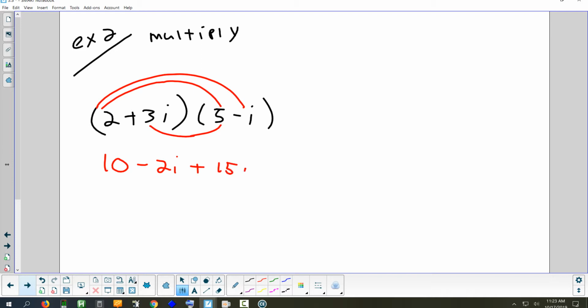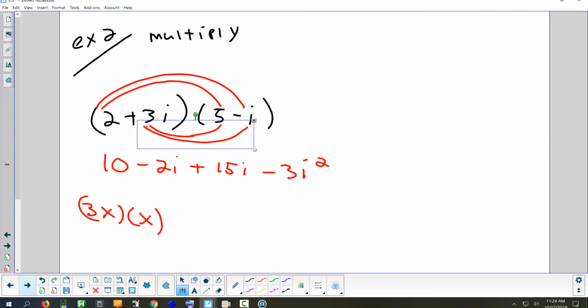15i. Now, let's do the last part in steps. 3i, it's a positive 3i times a negative. What's a positive times a negative? So we got a negative. And Sam, what's 3i times i? Would it be negative 3? Well, what's 3x times x? Squared. So what's 3i times i? 3i squared.